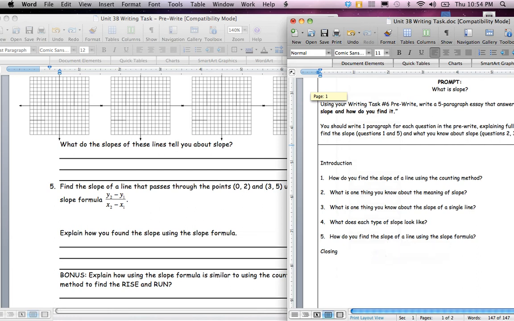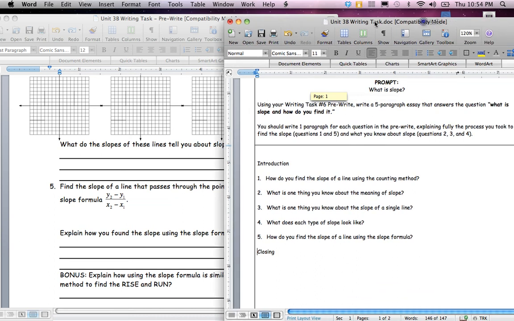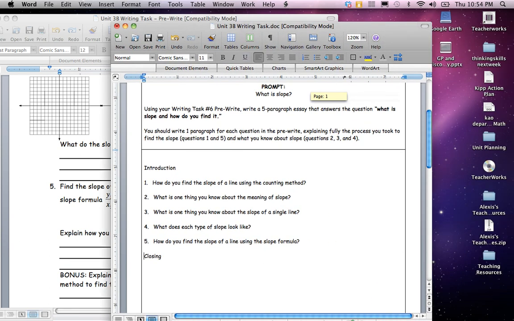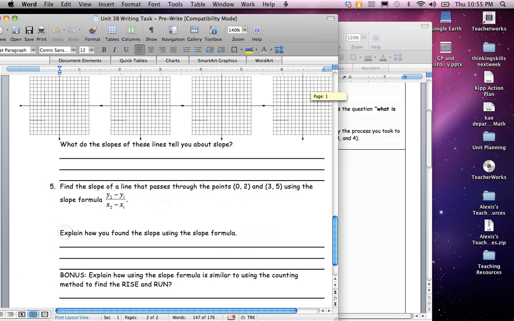And so that's your essay. You start with an introduction, you answer this first question, how do you find the slope of a line using the counting method? What is one thing you know about the meaning of slope? What is one thing you know about the slope of a single line? What does each type of slope look like? How do you find the slope of a line using the slope formula? And then you close. That should be your essay. A lot of it is just kind of connecting to something you already did in this pre-write.